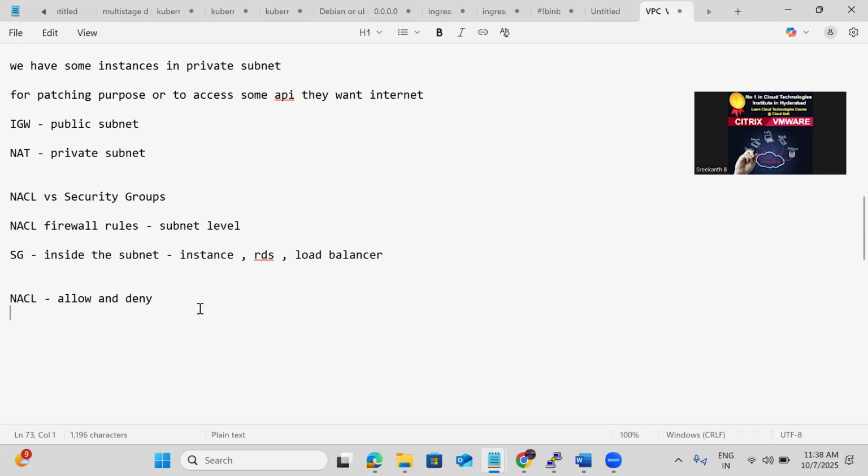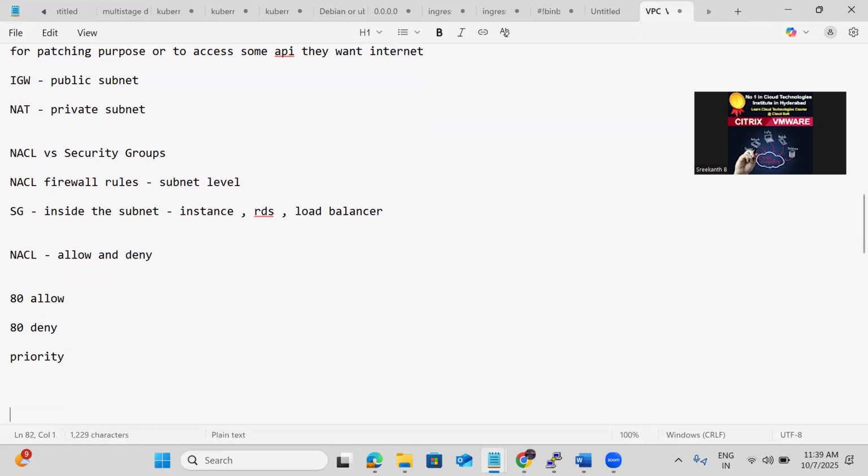Assume I have port 80 with an allow rule, and in another rule I have port 80 with deny. If both rules conflict, which one will take precedence? Here we have one more thing, called rule priority.